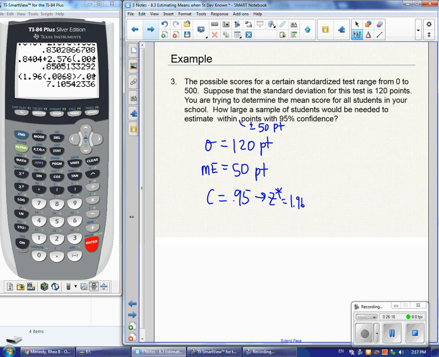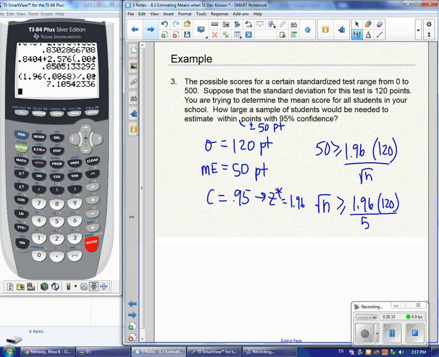So when I set this up, I know that 50 is going to be greater than or equal to 1.96 times my standard deviation of 120. All of that's going to be over the square root of n. And when I solve for the square root of n, and I square both sides, you should get that n is greater than or equal to 22.13. So I'd need a sample of 23 students.